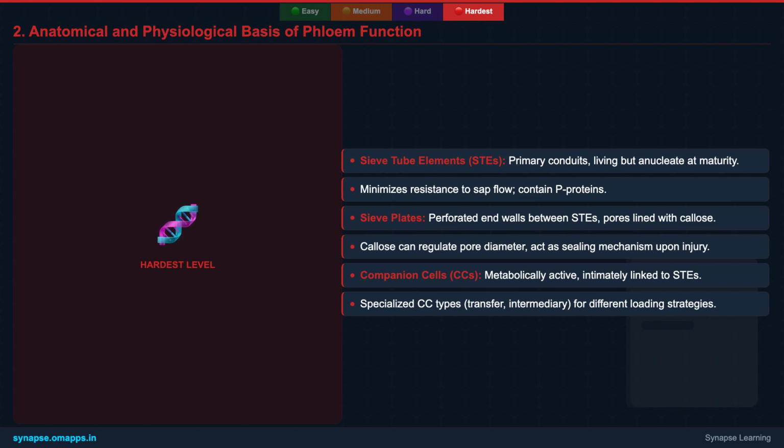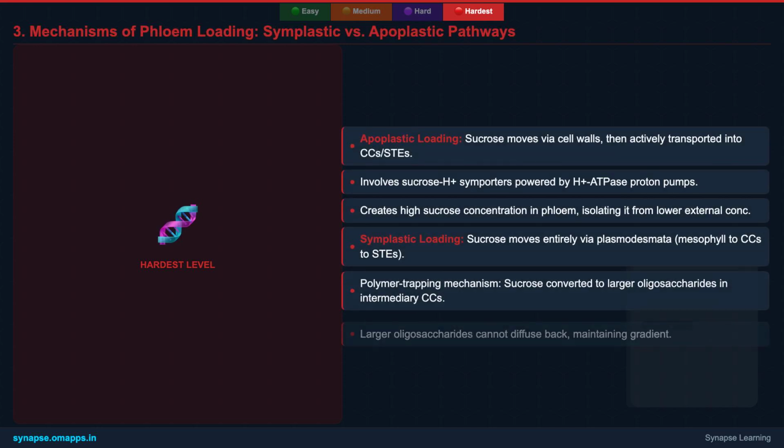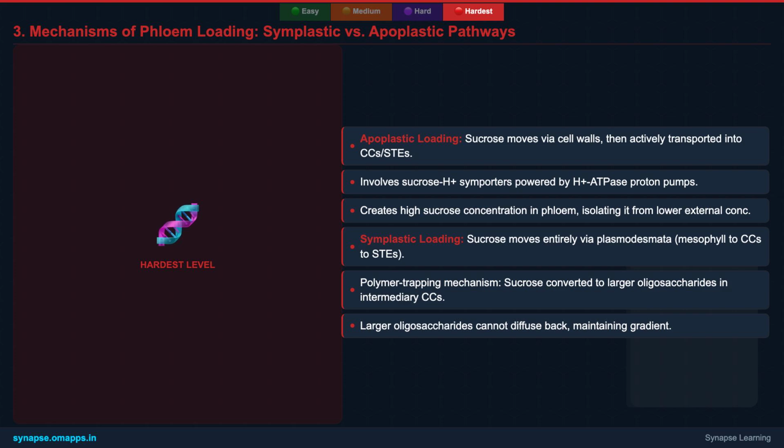The distinct types of companion cells, like transfer cells with their extensive cell wall invaginations, highlight specialized adaptations for enhancing active transport across membranes, optimizing the loading and unloading efficiency, which is vital for maintaining the steep pressure gradients required for translocation. The mechanisms of phloem loading are more nuanced than a single pathway.